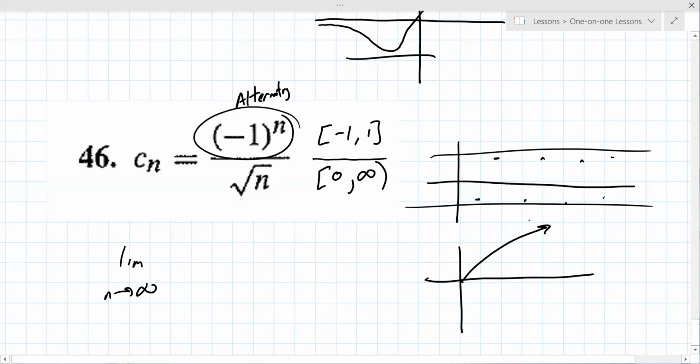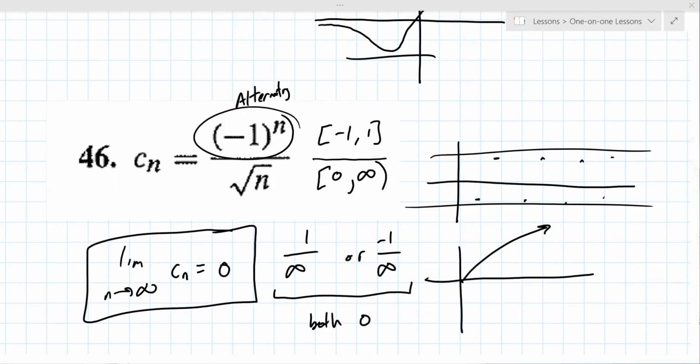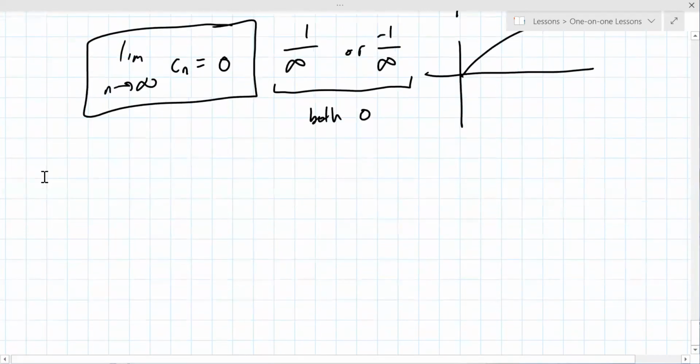Right. Okay. So out at infinity, when we go really far out on this thing, it's either 1 or -1 on the top over infinity, or it's -1 over infinity. Those are both 0. So the limit as n goes to infinity of c sub n is 0 because of that. Okay, because you're dividing a small number by a really big number. Yes. So that converges.